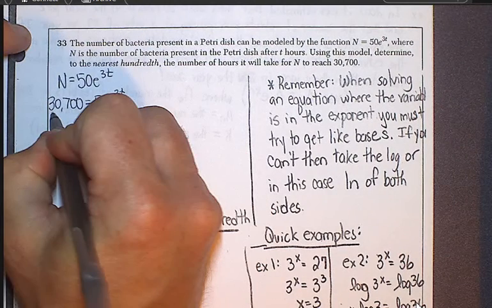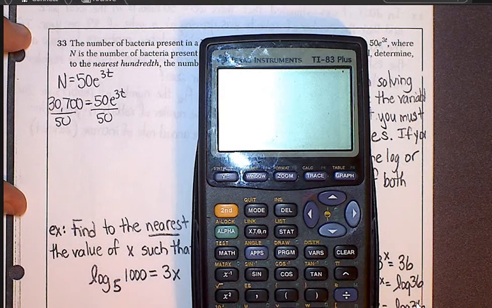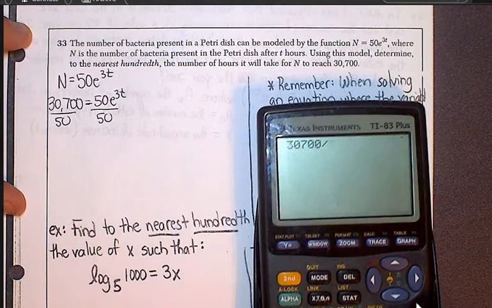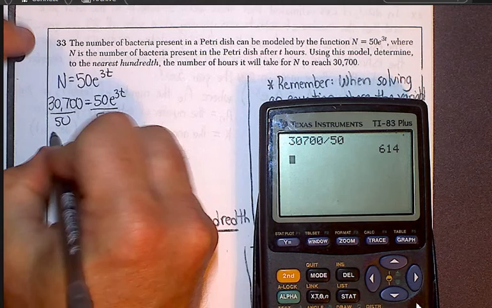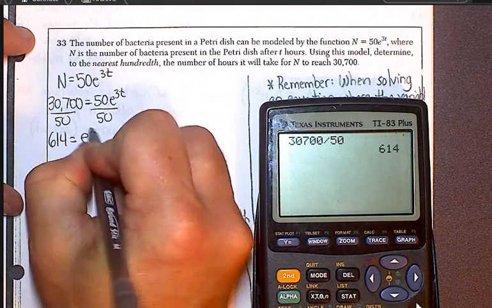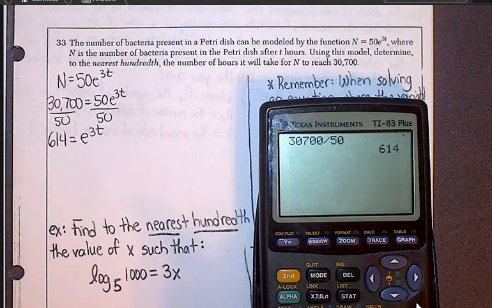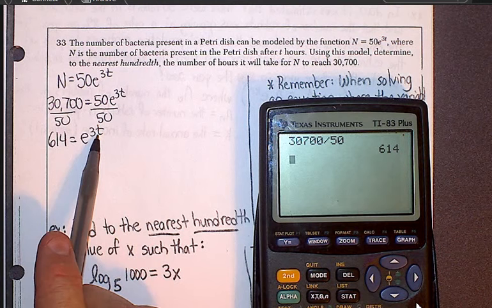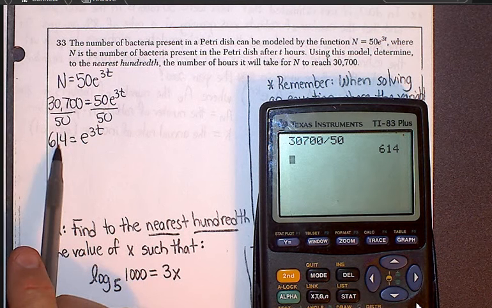We divide both sides by 50. I can bring the calculator in. We got 30,700 divided by 50, and that's 614. So we get 614 equals e^(3t). One of the things we talked about when we went over this problem, and one of the things you guys need to know, is we need to get to that 3t. So our two choices are to get both sides to have a base of e, and I'm not going to be able to express 614 as a base of e.